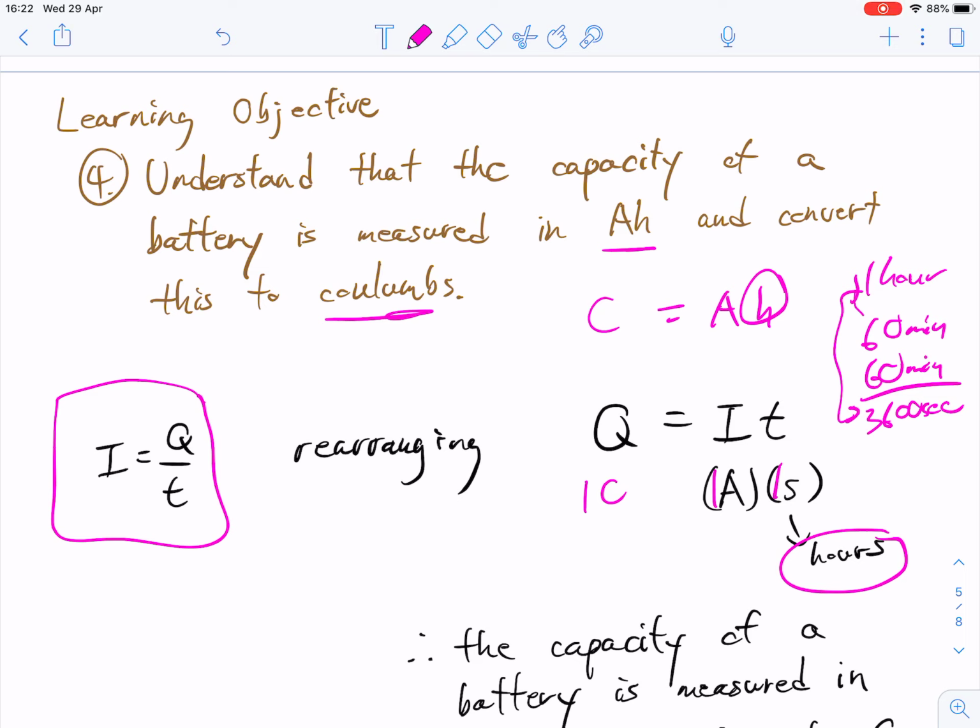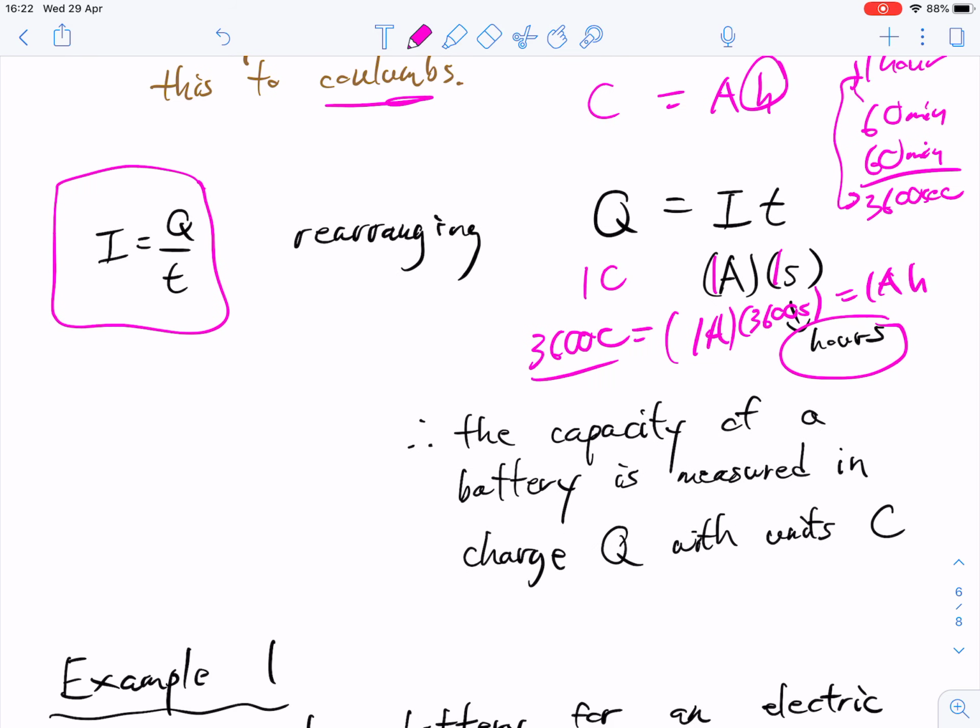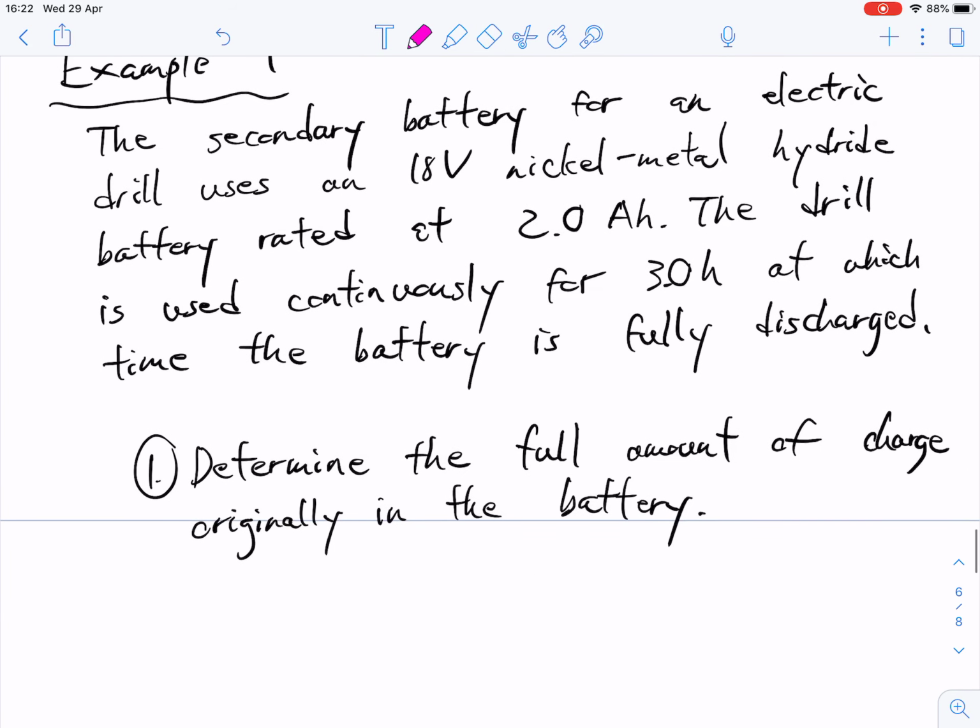1 amp hour is actually equal to, so 1 amp, I'm going to write this as 3,600 seconds, which is the equivalent of 1 amp hour, is equal to 3,600 coulombs, okay, or charges, as we might like to say. Okay, so the charge of a battery, 3,600 coulombs, is 1 amp times 3,600. Okay, so let's get into some calculations here of our question.